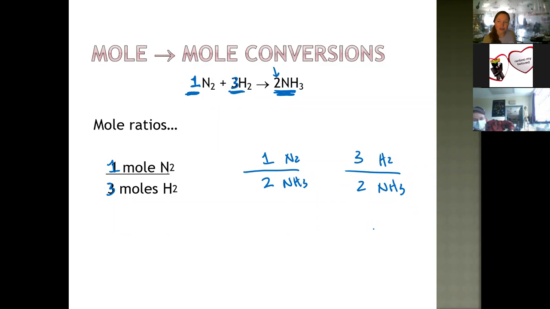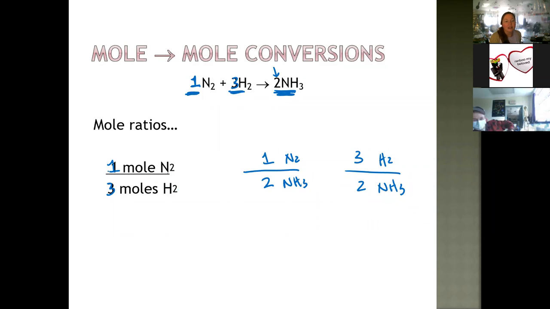What should I do to my ratios? How do I get a reciprocal? How do I find a reciprocal? I just flip it. Exactly.